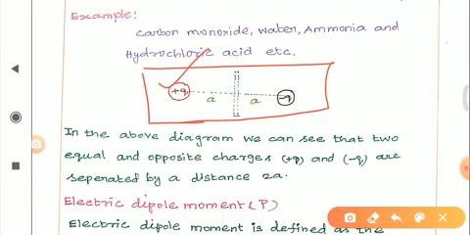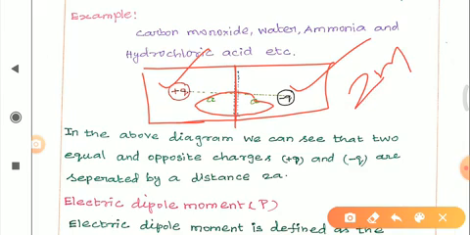Two equal charges, plus q and minus q, are separated by a small distance. This is nothing but the midpoint of the dipole. From the above part we can expect a 2 mark question, otherwise a 1 mark question.